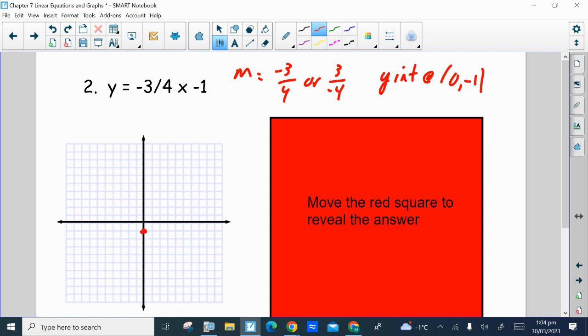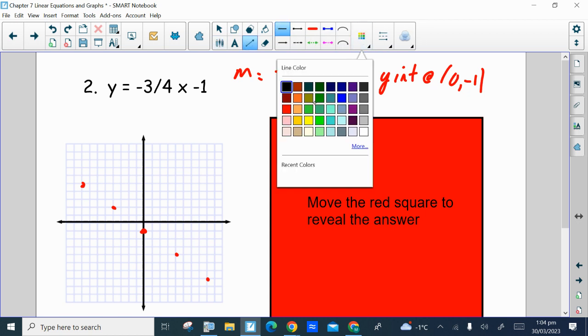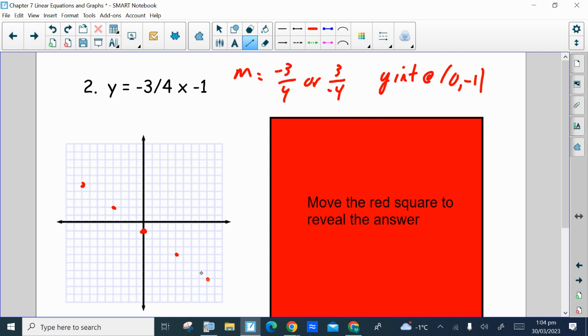We start with the y-intercept, and then we can apply the slope. If we rise -3, that's going down 3, and run +4 means 4 to the right. We can rise -3 again and run +4 again. Or we can rise +3 and run -4. So the line will go through all those points.